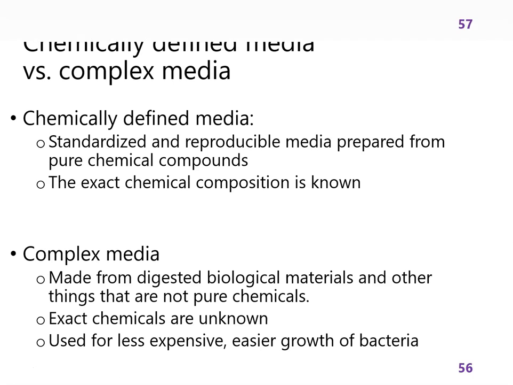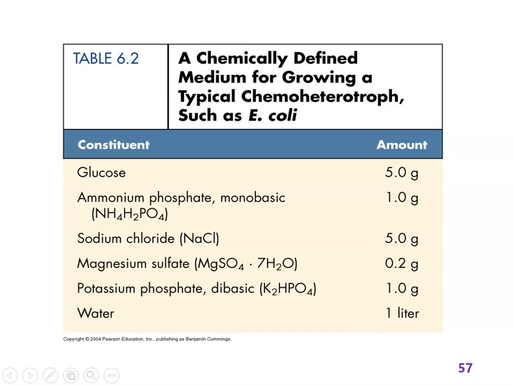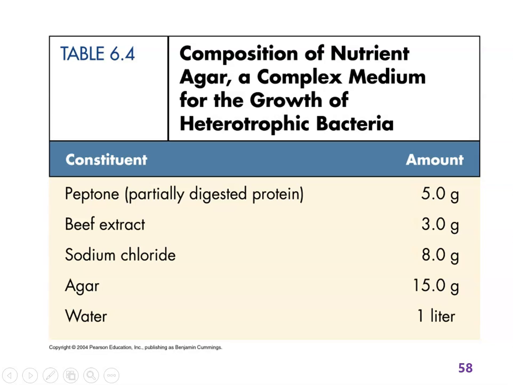So here are some examples. A chemically defined medium for E. coli. If you look at this, you see things like glucose. You can buy pure glucose, ammonium phosphate, sodium chloride, magnesium sulfate. These are all things you could look up and know exactly what they are. And that's it. If you put this recipe together, sterilize it, E. coli can grow, which is kind of amazing.